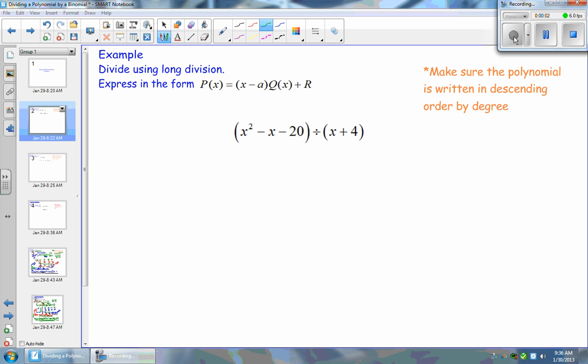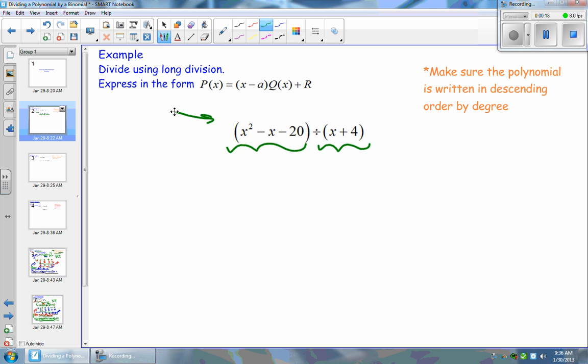In this lesson, I'm going to teach you how to divide a polynomial by a binomial. So let's take a look at this example here. Here is my division statement. I have a quadratic, x squared minus x minus 20, and I'm dividing by a binomial.